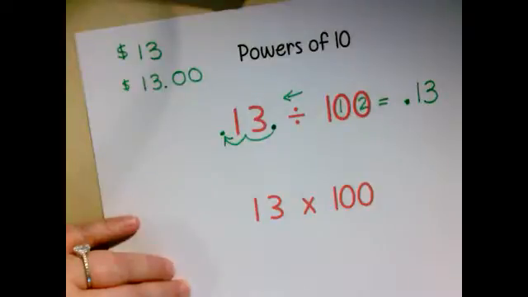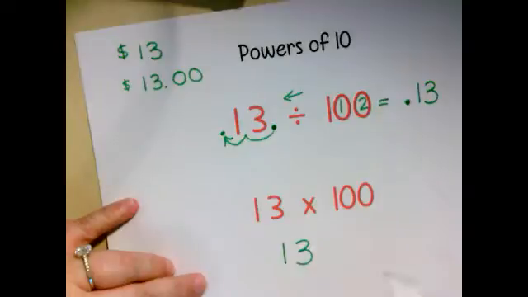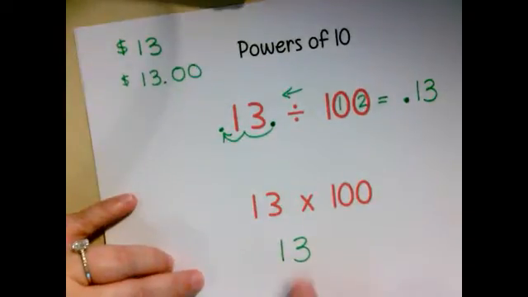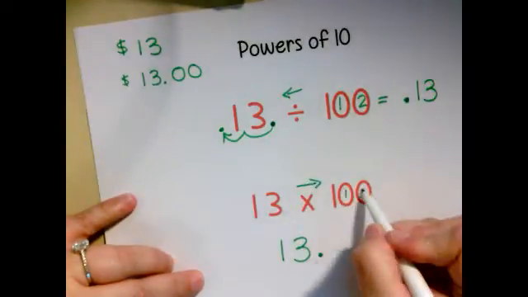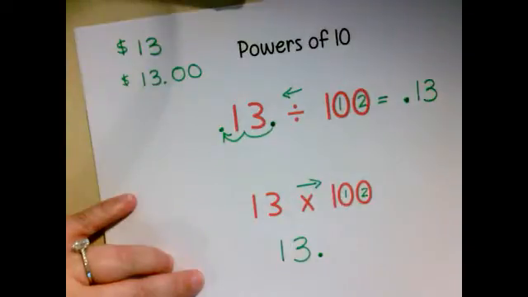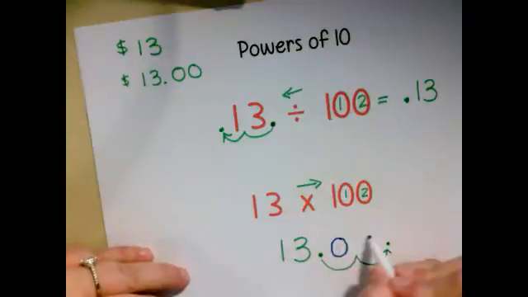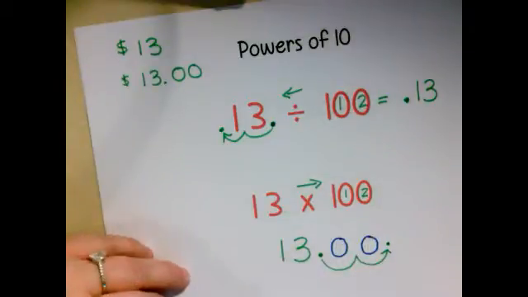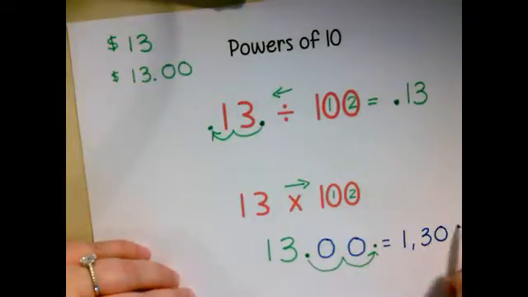13/100ths. Down here, once again, and I'm actually going to write this one down here. So here's my number 13. I don't have a decimal written, but I know that decimal's right there. And I know that I'm multiplying, so I move it to the right 2 times. So 1, 2, it's going to land here. I don't have any other numbers here, so I'm going to have to put some placeholder numbers in there. So this product ends up being 1,300.